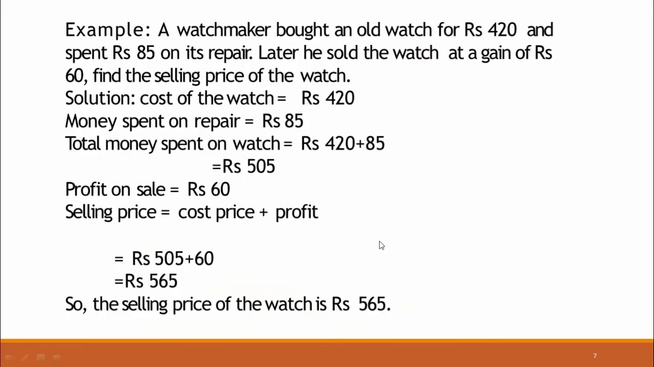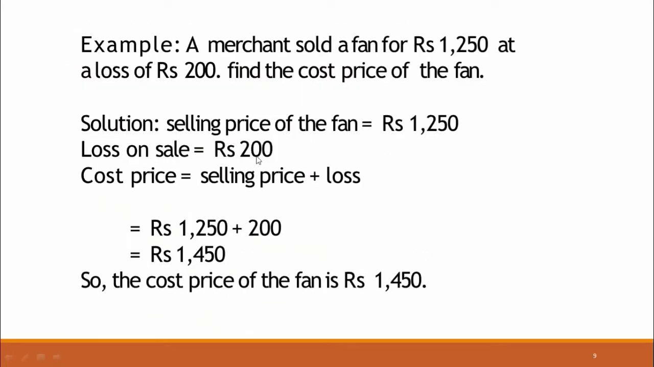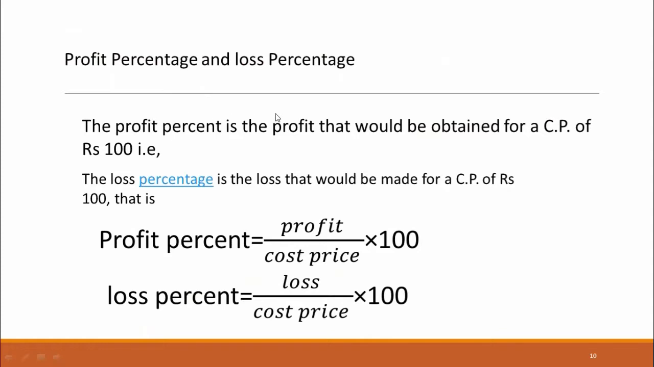But how to find the profit percentage and loss percentage? This formula should be noted. Profit percent is equal to profit divided by cost price multiplied by 100, and loss percent is equal to loss divided by cost price multiplied by 100. So profit percent is the profit that will be obtained for a cost price of 100, and similarly loss percentage is the loss that will be made for a cost price of 100.